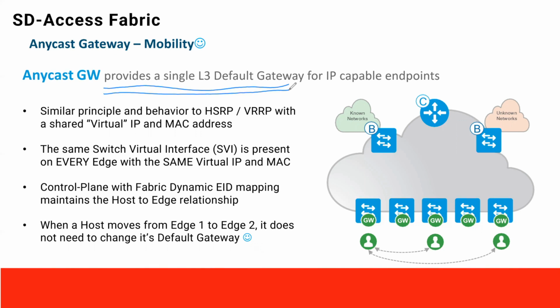Consider I have an SVI. SVI is L3, right? So if I have an SVI of VLAN 3 with the IP address of 3.2.2.1, that SVI would be your default gateway for all the members in VLAN 3, right? Yes. So Anycast gateway means this specific SVI is present on all the edge nodes.